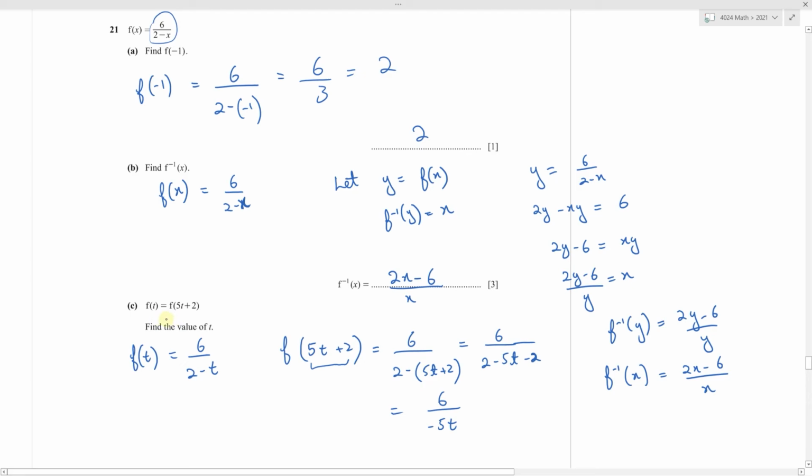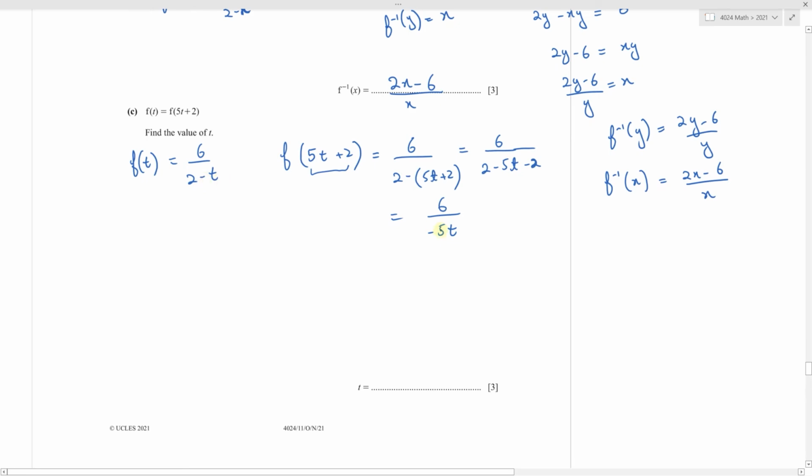Now you're given in the question that f of t is equals to f of 5t plus 2. So that means these two values are equal. So I can equate them. 6 over 2 minus t equals to 6 over minus 5t. And now we can solve for t. I'll cross multiply. Here this will become minus 30t, and this comes here equals to 12 minus 6t. I'll take this 6 here. This will become minus 24t equals to 12. T equals to minus 12 over 24, which is minus 1 over 2.